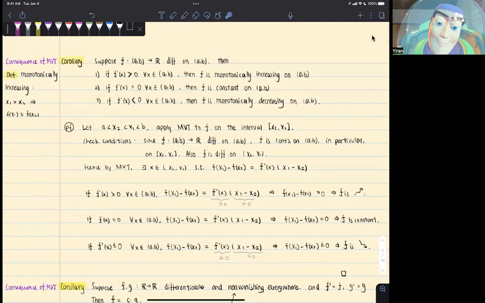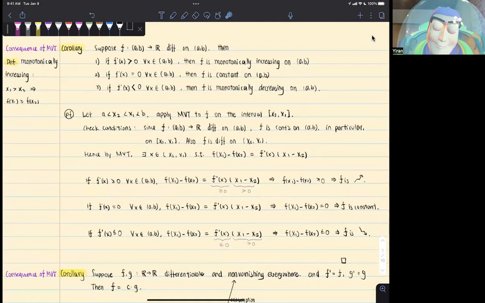The first thing during your proof, when you have an idea about what theorem you want to apply, that's good. And the next thing is to check the conditions so that you can really apply the theorem, right? So there are two conditions for the mean value theorem. One is continuity, one is differentiability. And recall, one is on the closed interval, one is on the open interval.